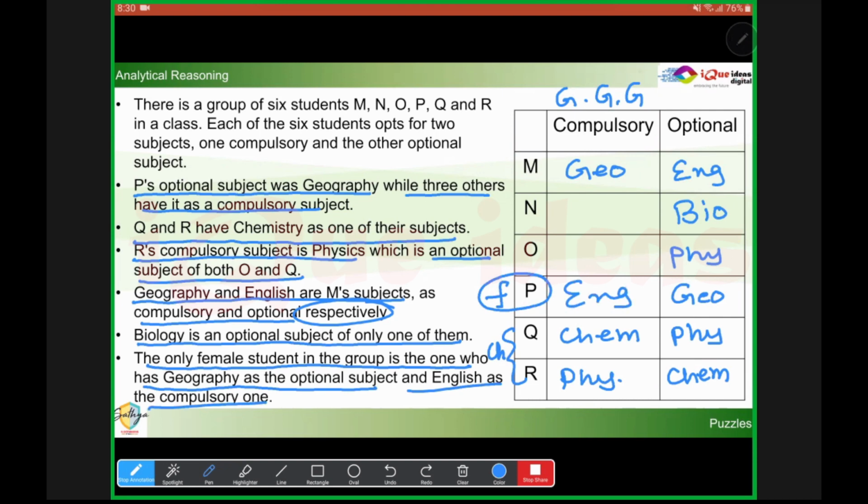And now I know there are three people who have compulsory geography and the only three possible, M already has. So, N and O also have geography as compulsory. So, now I know the compulsory and the optional subject for all of them. I also know that P's gender is F and others are all males. Got this?